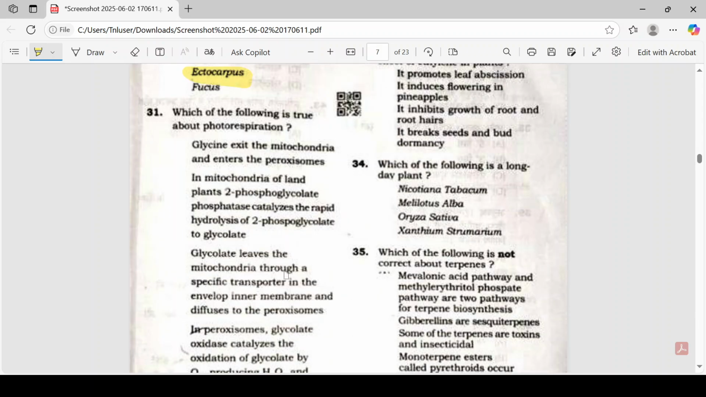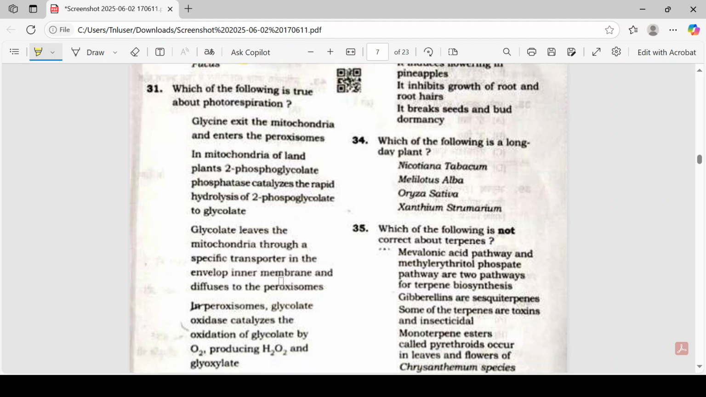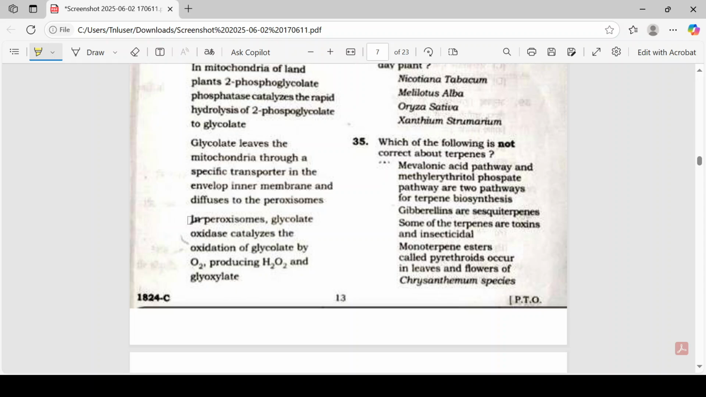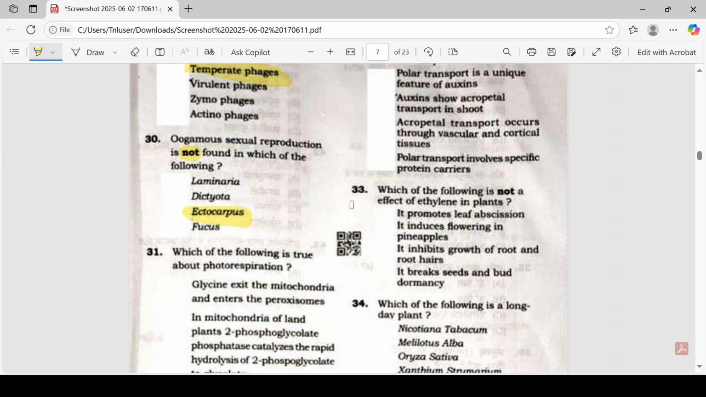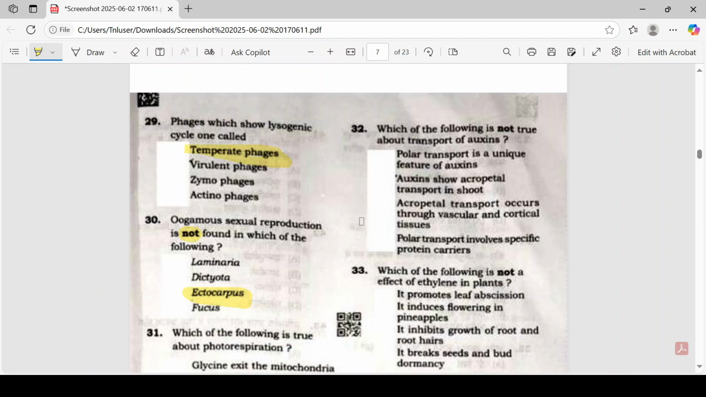Which of the following is true about photorespiration? So the correct answer for this will be option number D, that in peroxisomes, glycolate oxidase catalyzes the oxidation of glycolate by O2 producing H2O2 and glyoxylate. So this will be your correct answer. Option number D becomes the correct answer for question number 31. Question number 32. Which of the following is not true about transport of oxygens?